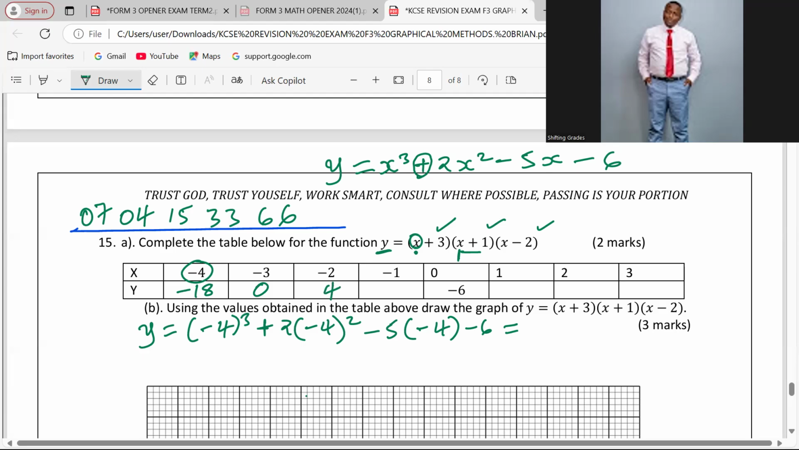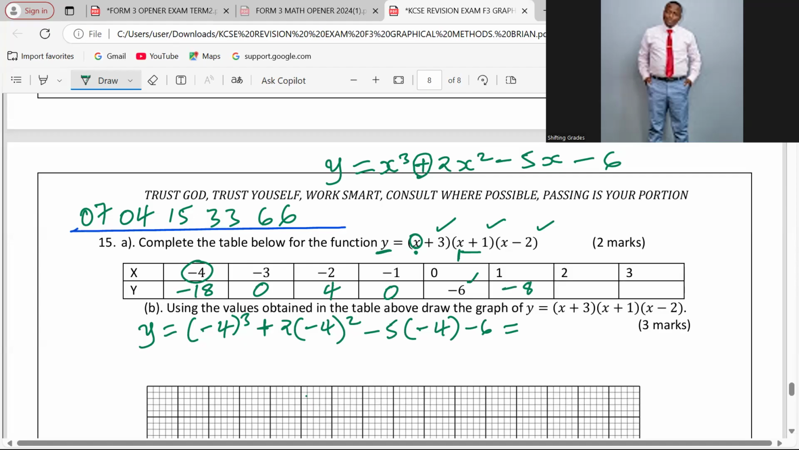Negative 1, I cube it, plus 2 into negative 1 squared, minus 5 into negative 1 minus 6. I'm getting 0. What about at 0? At 0, they have already filled for us. It's a negative 6, and that's very true. What about at positive 1? 1 power 3 plus 2 into 1 squared minus 5 into 1 minus 6. I'm getting a negative 8 at that point.